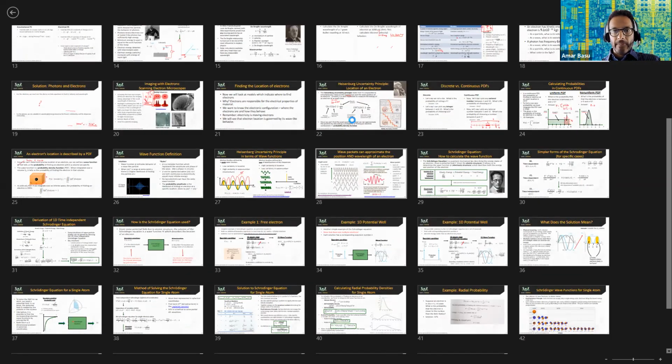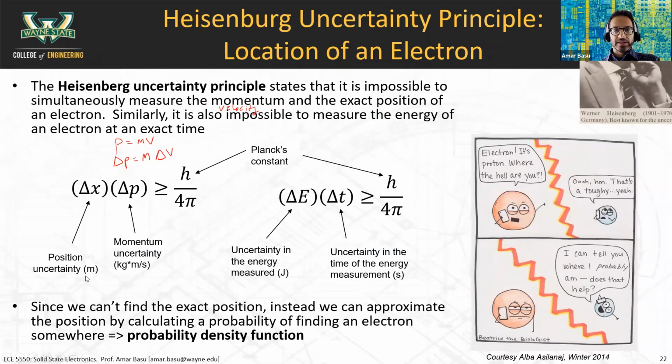Heisenberg basically stated that it's impossible to simultaneously measure the momentum and the exact position of the electron. And you can think about it just in terms of this equation, that the product of delta x and delta p is greater than or equal to a constant. There's another form of it too that we don't emphasize too much. This is the one that we talk about more. Position uncertainty times momentum uncertainty.